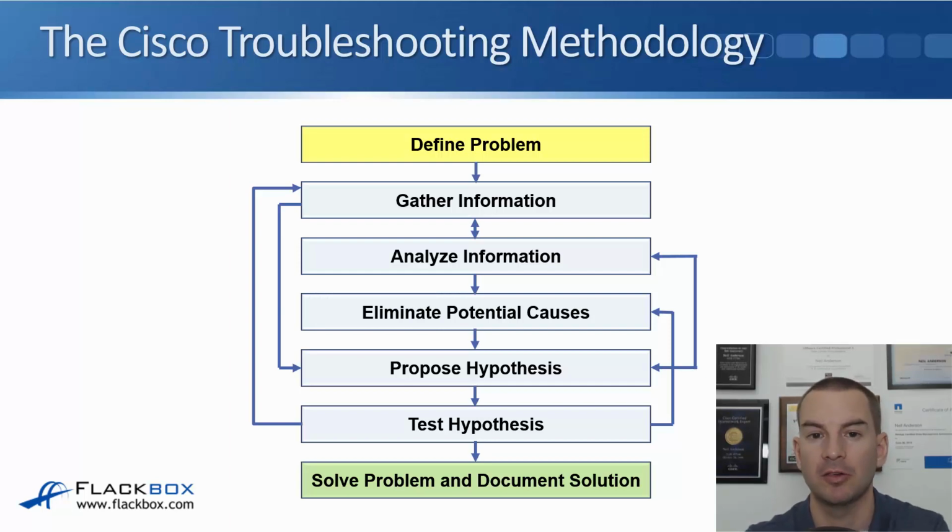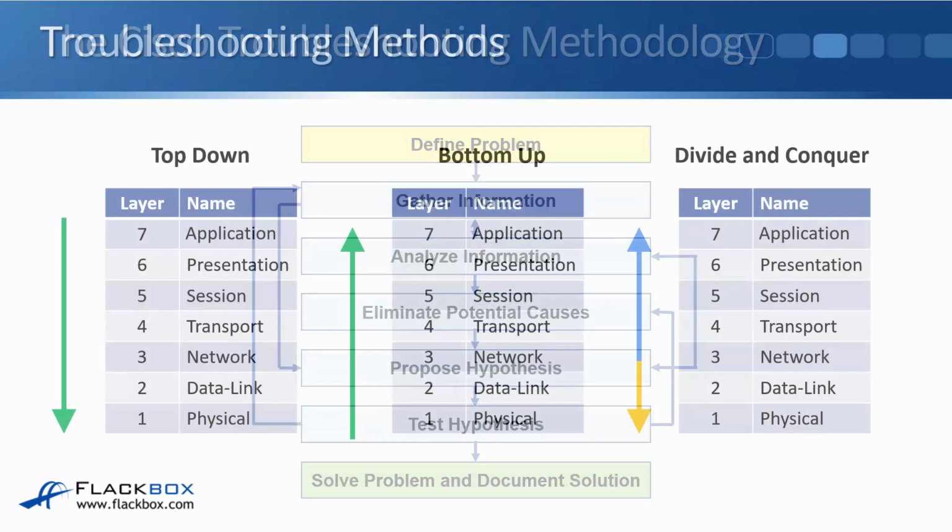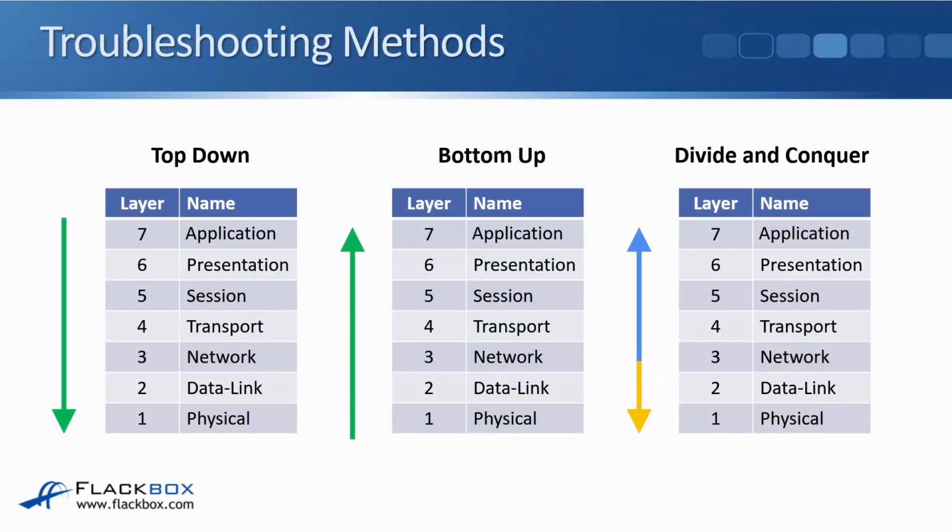Okay, so that is the Cisco troubleshooting methodology. For troubleshooting methods, again, experience is really going to help you here. Sometimes it makes sense to do a top-down approach, sometimes a bottom-up approach, and sometimes divide and conquer. And what I'm talking about here relates to the OSI stack. Some problems, it just makes more logical sense to start off at the application layer and troubleshoot it moving down through the layers.